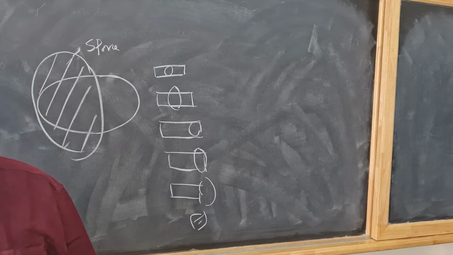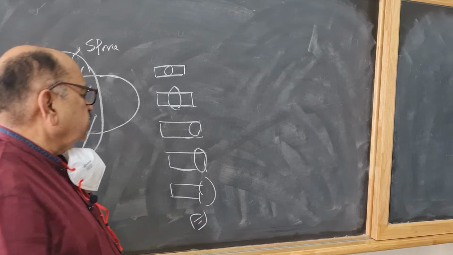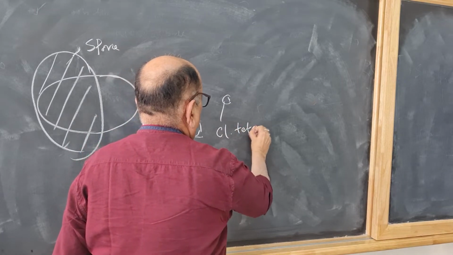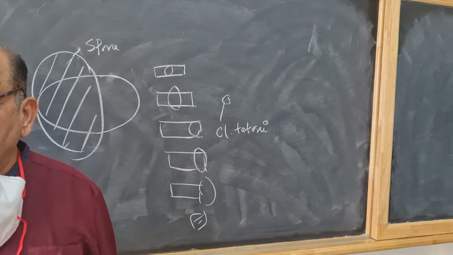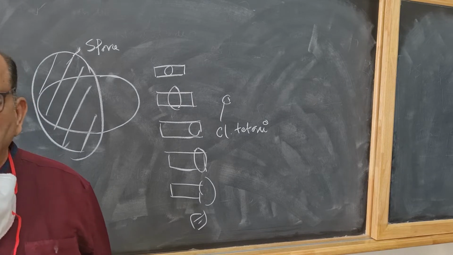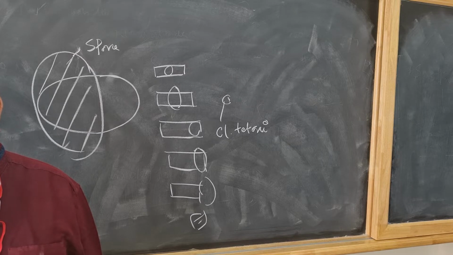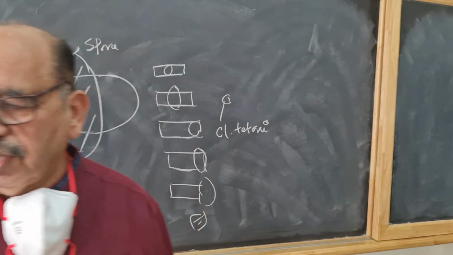Central bulging, subterminal non-bulging, subterminal bulging, terminal bulging. This terminal bulging gives rise to what is called a drumstick appearance. You see this in Clostridium tetani. Terminal bulging is seen in the case of Clostridium tetani.